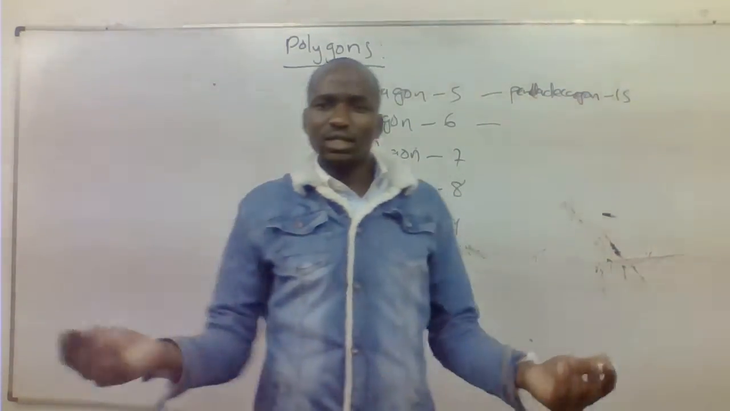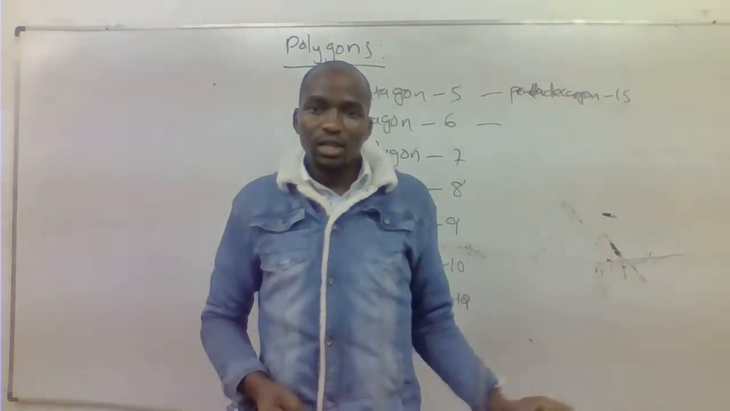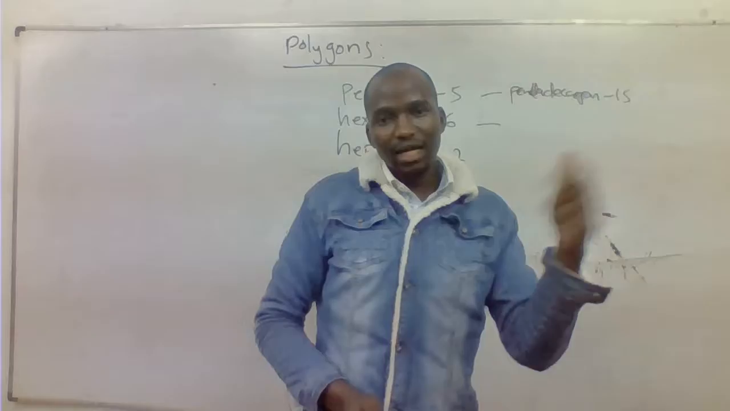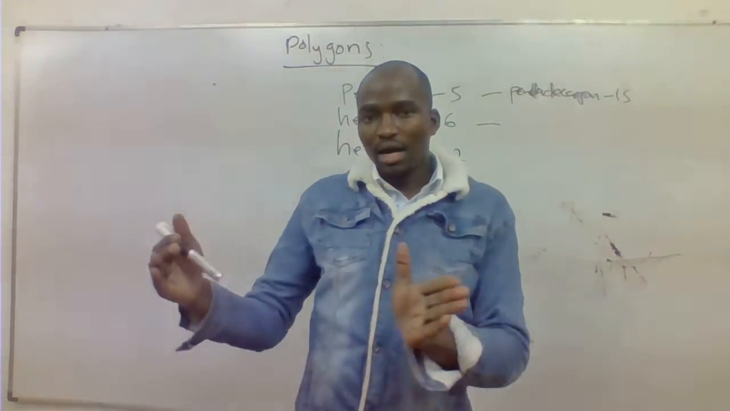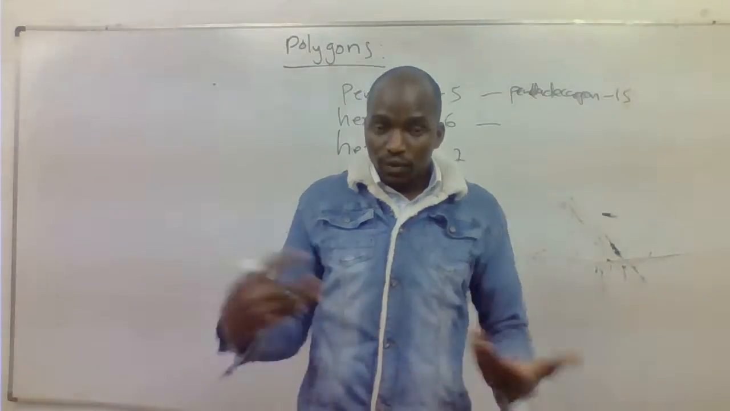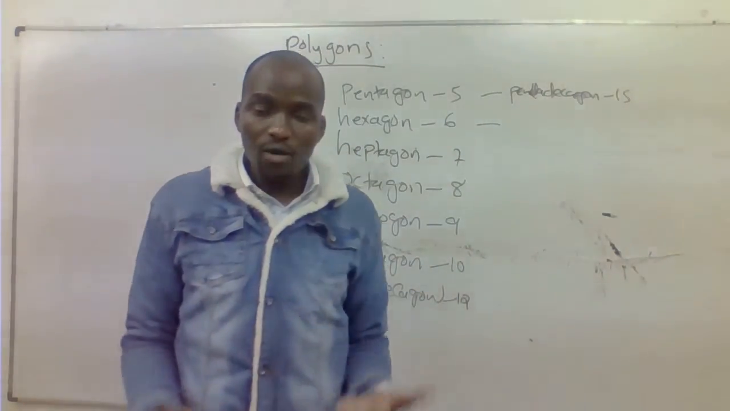We also have a 16-sided figure. We refer to it as hexadecagon. Then 17 heptadecagon, 18 octadecagon, 19 nanodecagon. So those are various types of polygons.